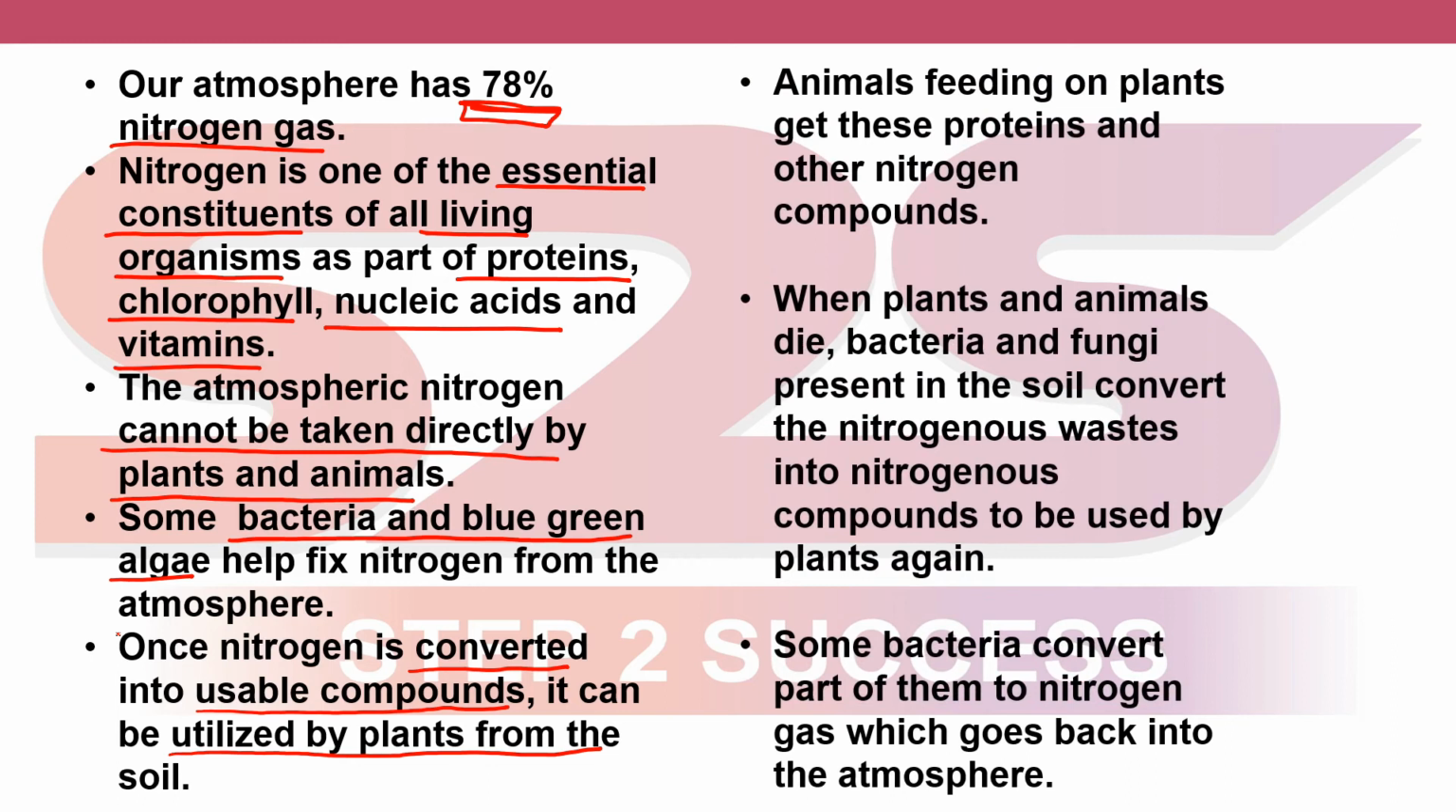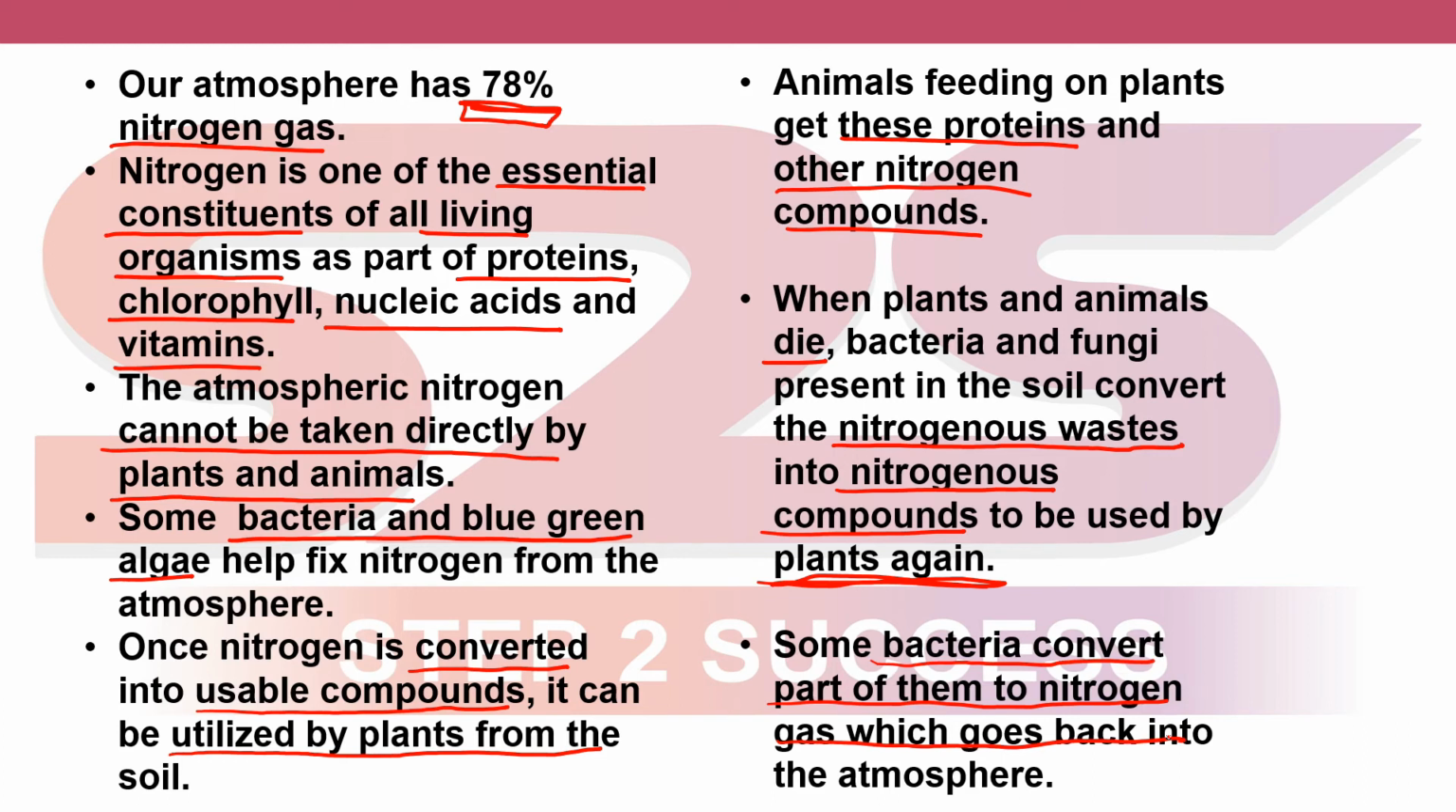So animals feeding on plants get these proteins and other nitrogen compounds. When plants and animals die, bacteria and fungi present in the soil convert the nitrogenous wastes into nitrogenous compounds to be used by plants again. Some bacteria convert part of them to nitrogen gas which goes back to the atmosphere. So we were reading about the nitrogen cycle.